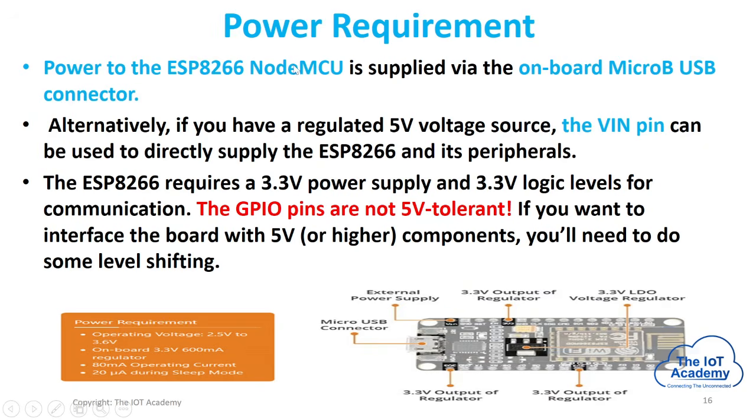Power to the ESP8266 NodeMCU is supplied via the onboard micro B USB connector. Alternately, if you have a regulated 5 volt source, the V-in pin can be used to directly supply the ESP8266 and its peripherals. Please remember, the GPIO pins are not 5 volt tolerant. The ESP8266 requires a 3.3 volt power supply and 3.3 volt logic level for communication. So if you want to interface the board with a 5 volt or higher component, you will need to do some level shifting.